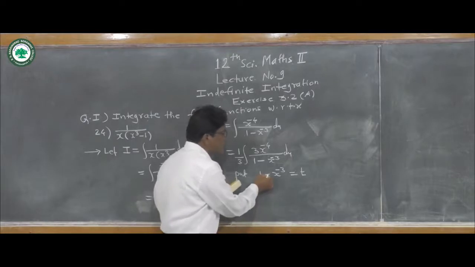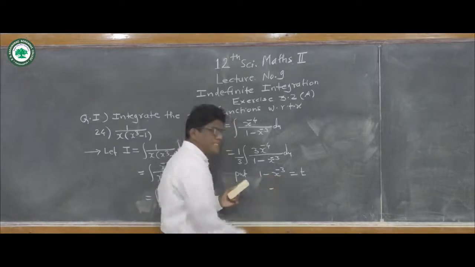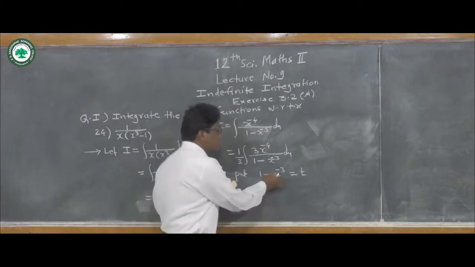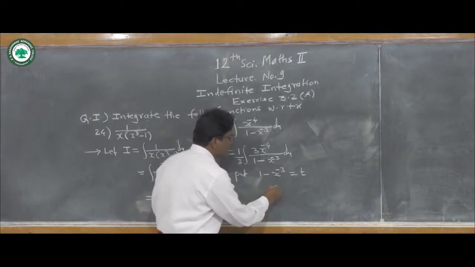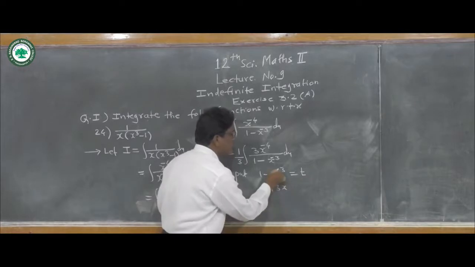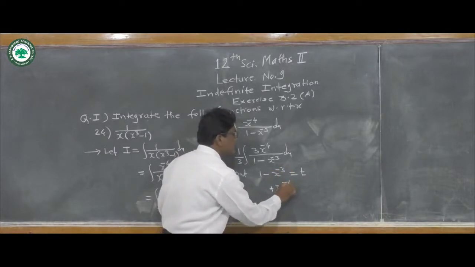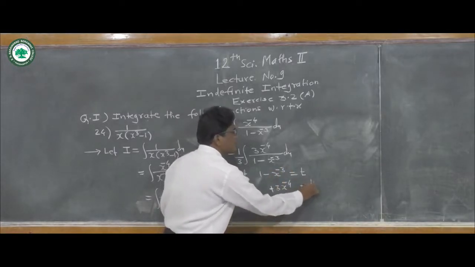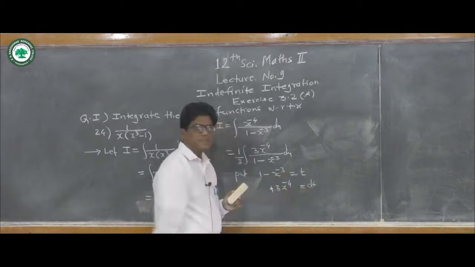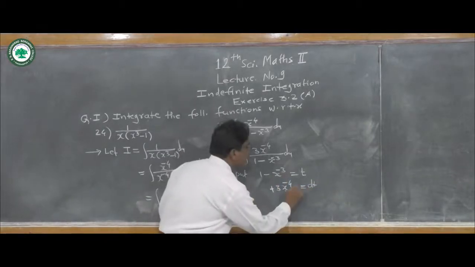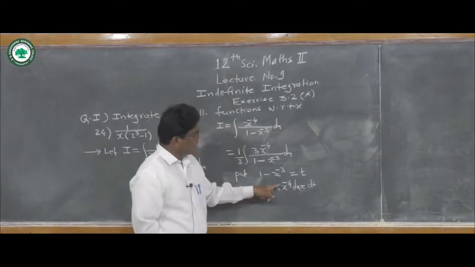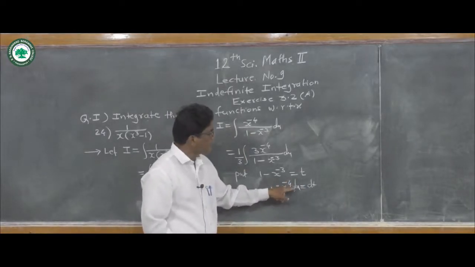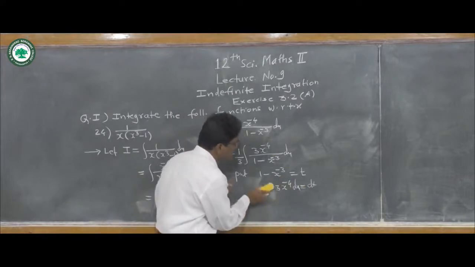Now d by dx of this minus sign as it is, and d by dx of x to the power minus 3 is minus 3. So minus minus becomes plus 3, x to the power minus 3 minus 1, that is minus 4, and the right hand side is dt upon dx. We carry that dx to the left side. So we get here 3x to the power minus 4 dx is equal to dt.